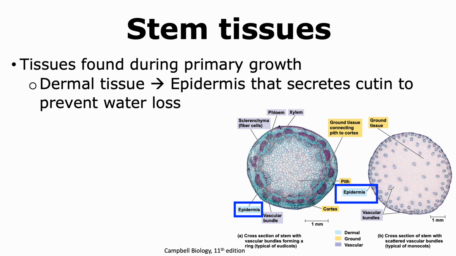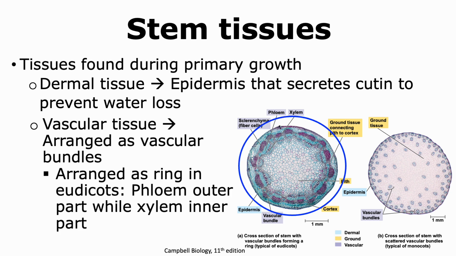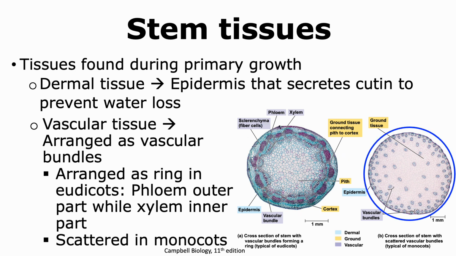In addition to the dermal tissue, the vascular tissue is also present. The vascular tissue includes xylem and phloem, and they are present in the form of a vascular bundle. The vascular bundles can be arranged in the form of a ring in the stems of eudicots. In this ring, in each vascular bundle, the phloem is on the outer side while the xylem is on the inner side. In the case of monocots, the vascular bundles are scattered throughout the tissues.